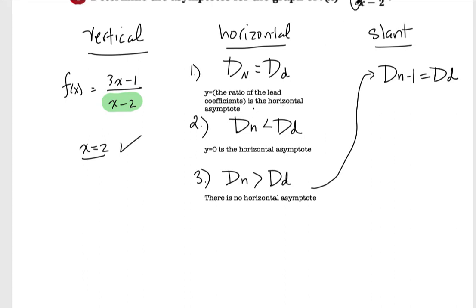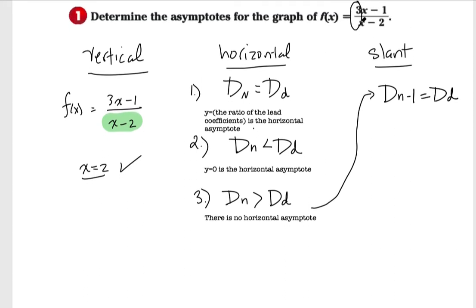What does that mean for our problem up here? Let me scooch up a little bit. If you notice the ratio of the coefficients, this is 3, this is 1. 3 over 1 is the horizontal asymptote.